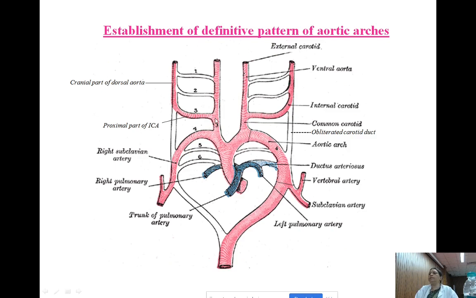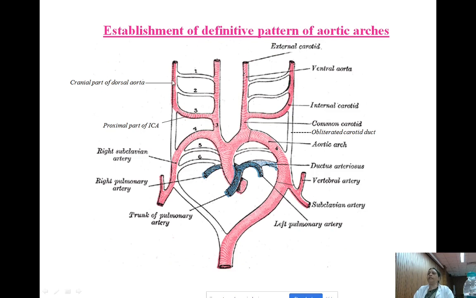Now the third arch is known as the carotid arch because it forms the internal carotid artery. This is the third arch, which connects the ventral aorta and the dorsal aorta. Its proximal part will form the common carotid artery, and its distal part will form part of the internal carotid artery, that is the proximal part of the internal carotid artery.